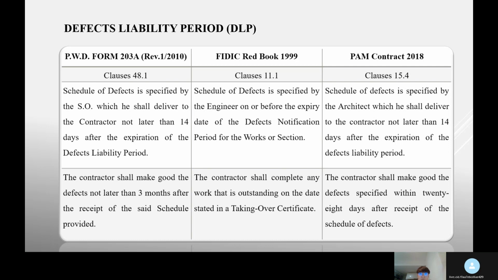In clause 15.4, the schedule of defects is specified by the architect, which he should deliver to the contractor not later than 14 days after the expiration of the defects liability period. The contractor should make good the defect specified within 28 days after receipt of the schedule of defects.